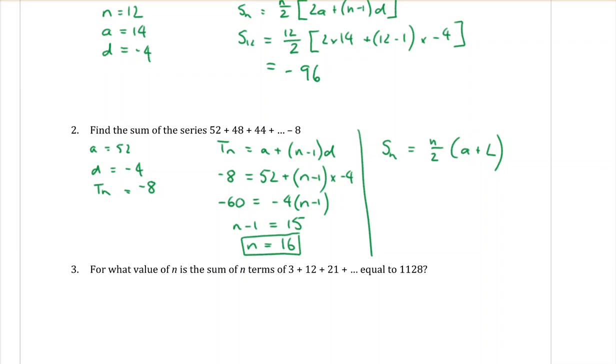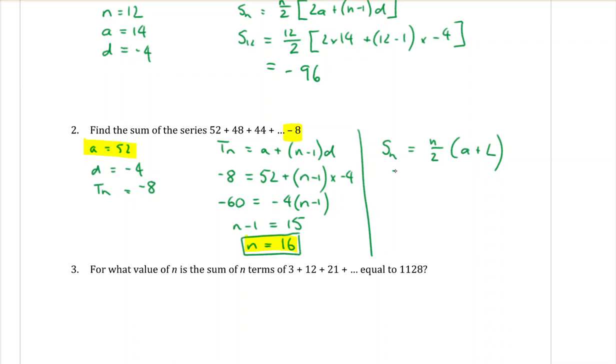Now I can use n equals 16, a equals 52, and the L is going to be that last term, the minus 8, into that formula that I wanted to use. Okay? If you didn't, you could actually use the first formula here now as well, because you've got enough information to do that one as well. But we'll go with the second formula.